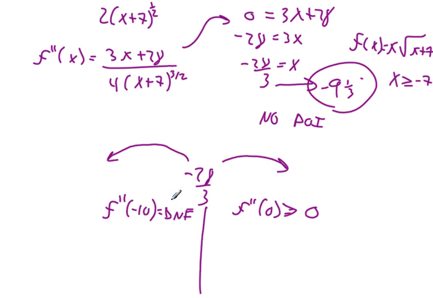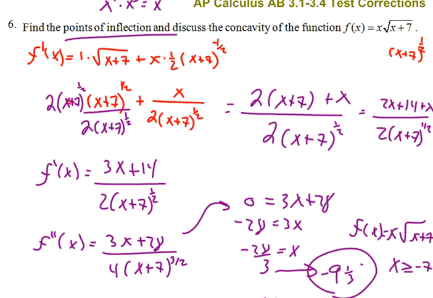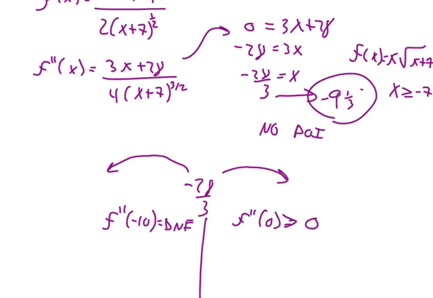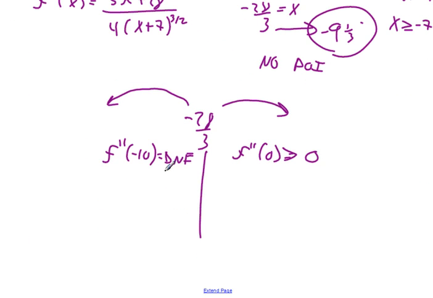So at least this information is going to be helpful, because we come up here and discuss the concavity of it. It never does a concave down, but this right here, from negative 28 thirds to infinity, it's going to concave up. And that's just because we get a positive number there.